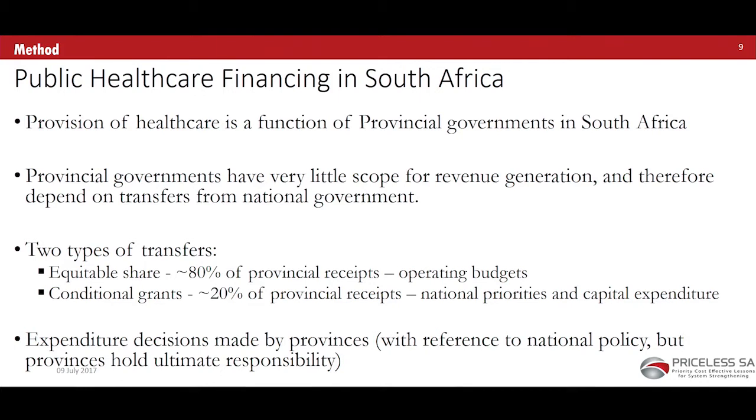And with the equitable shares, they're completely dependent. The provinces have complete autonomy over how they allocate these resources, but they have limited autonomy over how they use the conditional grants. They have to use the conditional grants under conditions stipulated by the national government.